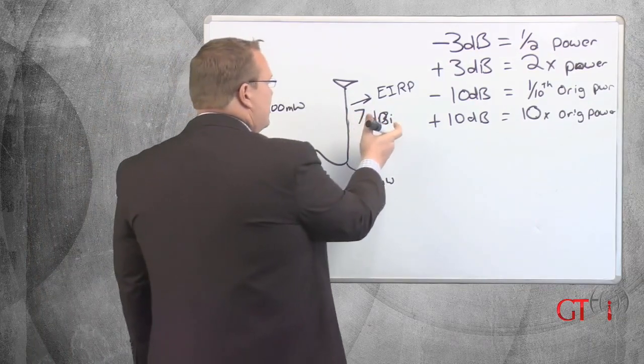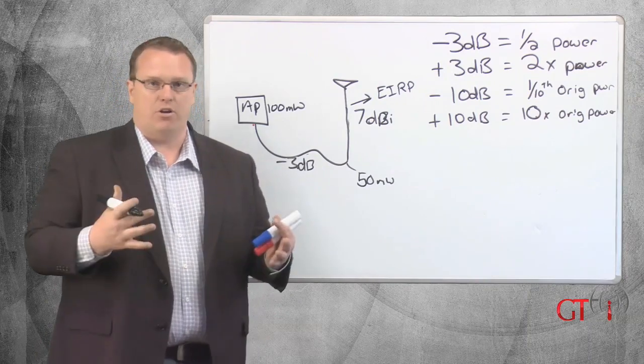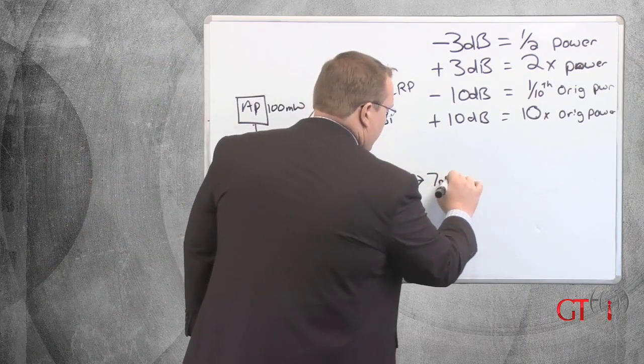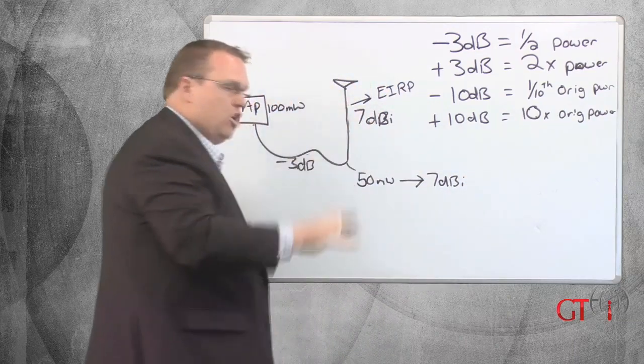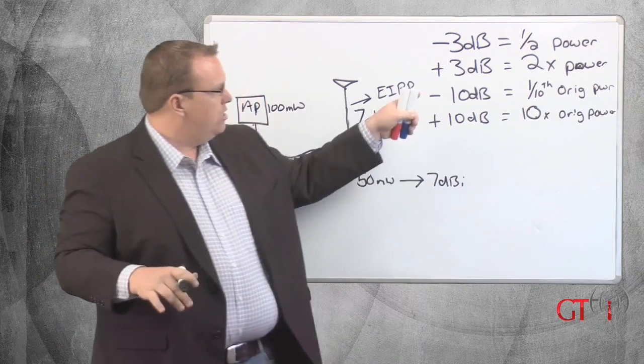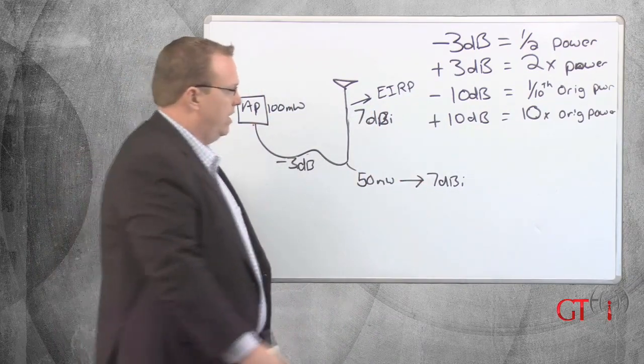Now I encounter a 7 dBi antenna. That can get kind of frustrating to deal with. We have 50 milliwatts coming into 7 dBi. Here's the cool lesson. You can do whatever you want with those numbers to get that number. How do I do that?